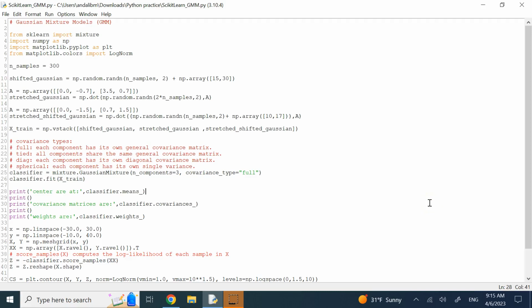Hello everyone. In this video we are going to talk about Gaussian mixture models, or GMM. This is one of the common methods in machine learning, where you try to fit a mixture, a combination of several Gaussian likelihood functions to your data, right?